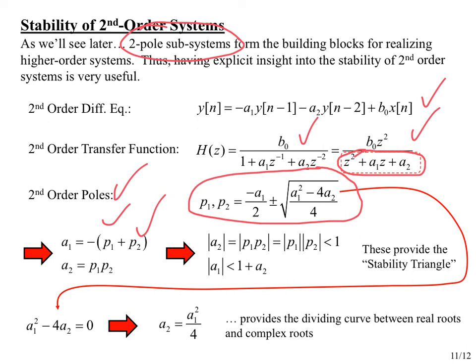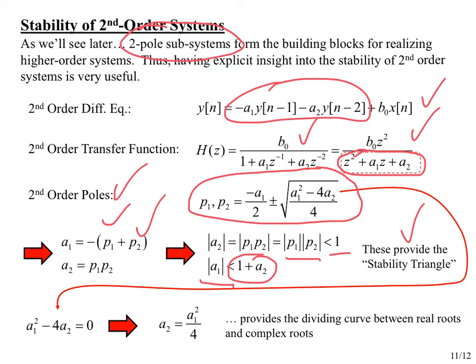We can show that for stability, since A2 is P1 times P2, if the system is stable, the magnitude of A2 must be bounded by 1, and also the magnitude of A1 must be bounded by 1 plus A2. These two inequalities establish a triangle, and if the A1, A2 coefficients from our difference equation fall inside this triangle, then that two-pole subsystem will be stable.